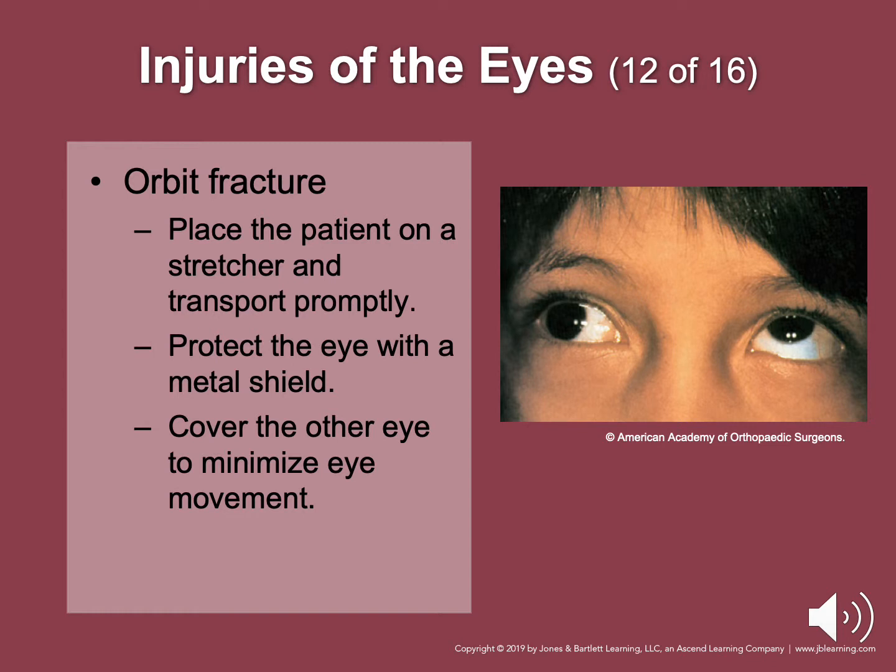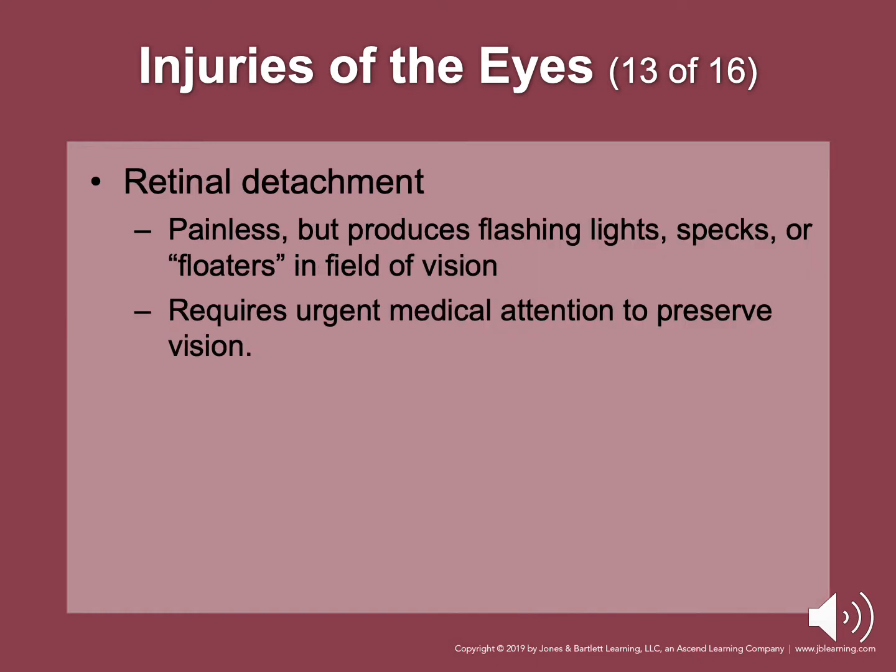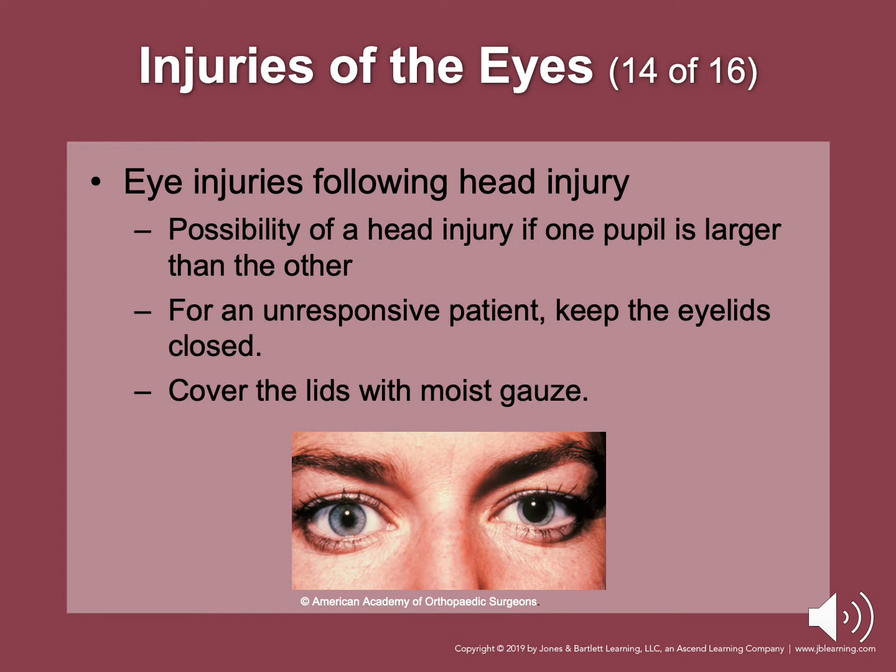Eye injuries following a head injury, possibly. Consider the possibility of a head injury if one pupil is larger than the other, the eyes do not move together or point in different directions, the eyes fail to follow movement of your fingers as instructed, there is bleeding of the conjunctiva which obscures the sclera, or there is protrusion or bulging of one eye.